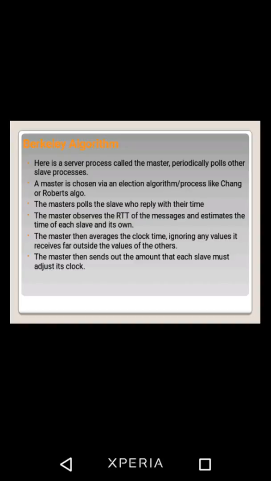The master polls the slaves and the slaves reply with their time. The master then observes the RTT of the message and estimates the time of each slave and its own. The master computes an average time and tells all other machines to advance their clocks to the new time or slow their clocks down until some specified reduction.